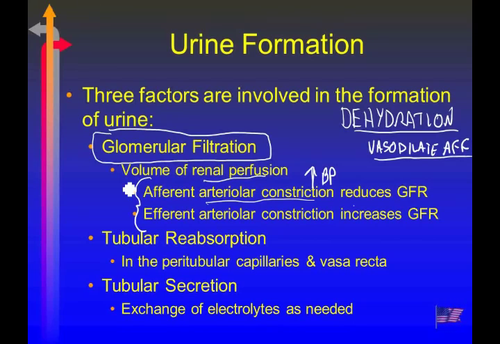Same thing would happen on the efferent side. Here's my afferent coming in. That's a glomerulus, and there's my efferent. If I increase constriction here, the pressure in here is going to be higher. The amount leaking out then is going to be greater. So fluid will be lost from the vasculature into Bowman's capsule and potentially increase the urine output.